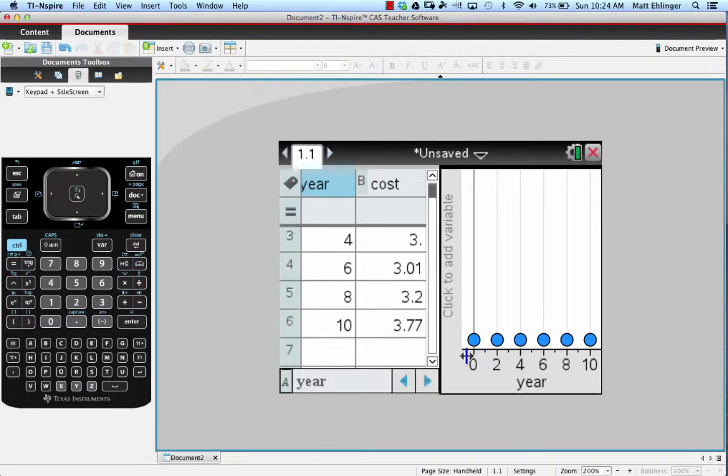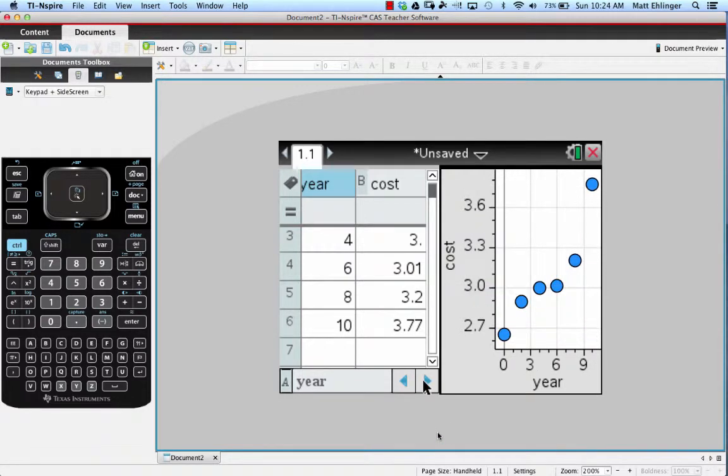You can see the points move because right now it's just displaying years. Let's go over here and put the cost in, and it changes your data. There is our scatter plot of the data. Okay, so there's a picture. Right away we can see we have a positive correlation.